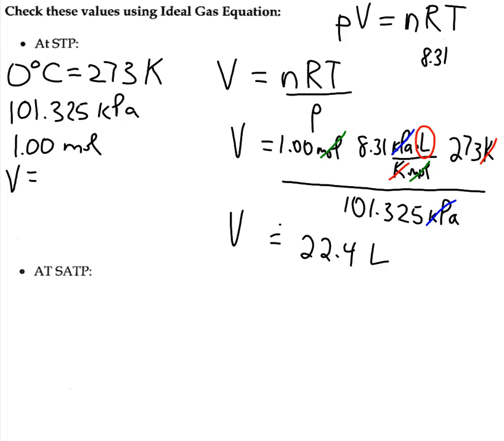You can also confirm for standard ambient temperature and pressure, which is 20 degrees Celsius and 100 kilopascals, assuming 1 mole again and the same gas constant. Okay, so that's in your handout for you to do on your own. You should get a value pretty close to 24.8.